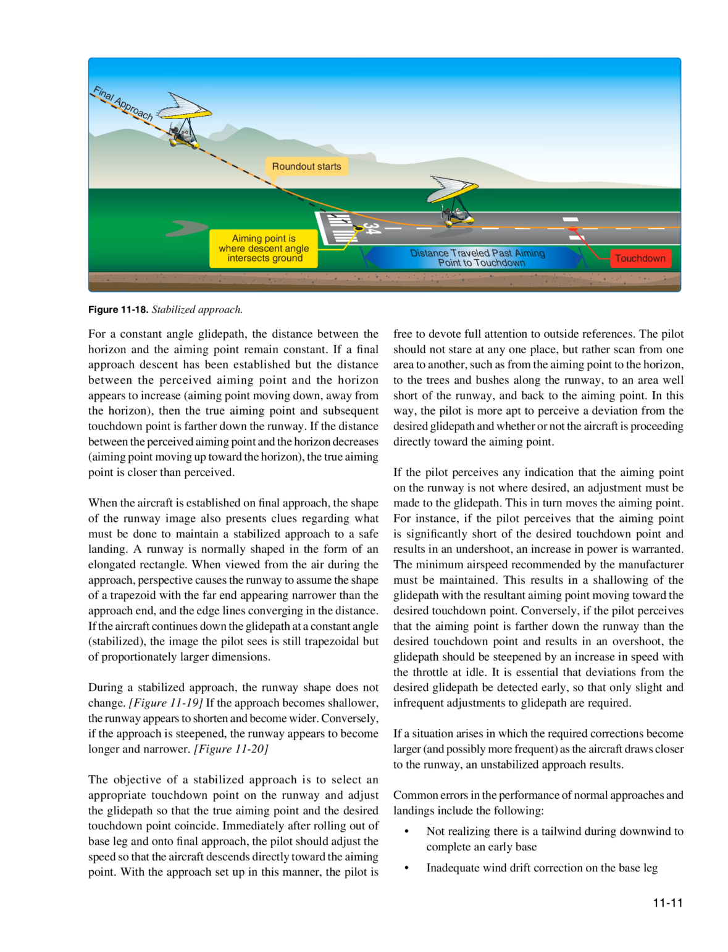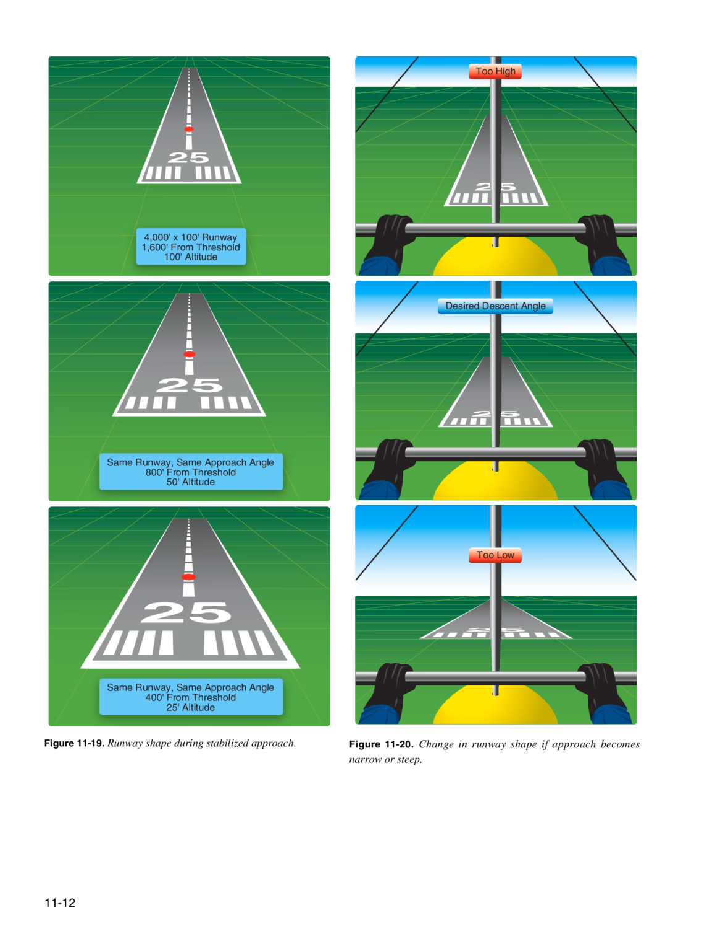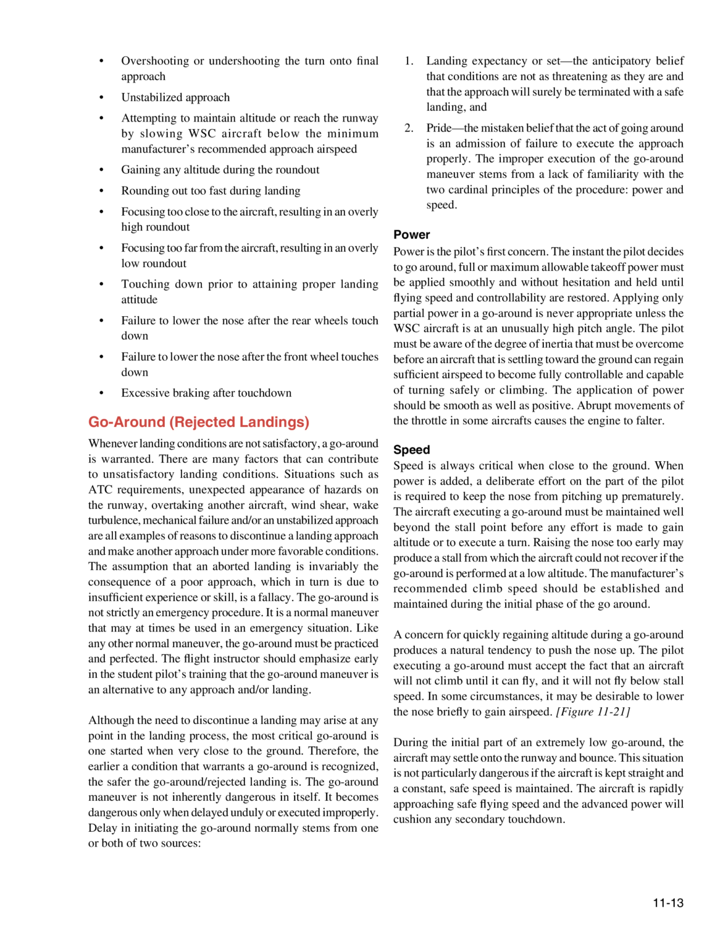Common errors in the performance of normal approaches and landings include the following: not realizing there is a tailwind during downwind, resulting in an early base; inadequate wind drift correction on the base leg; overshooting or undershooting the turn onto final approach; unstabilized approach; attempting to maintain altitude or reach the runway by slowing WSC aircraft below the minimum manufacturer's recommended approach airspeed; gaining any altitude during the roundout; rounding out too fast during landing; focusing too close to the aircraft, resulting in an overly high roundout; focusing too far from the aircraft, resulting in an overly low roundout; touching down prior to attaining proper landing attitude; failure to lower the nose after the rear wheels touch down; failure to lower the nose after the front wheel touches down; excessive braking after touchdown; go-around, rejected landings.